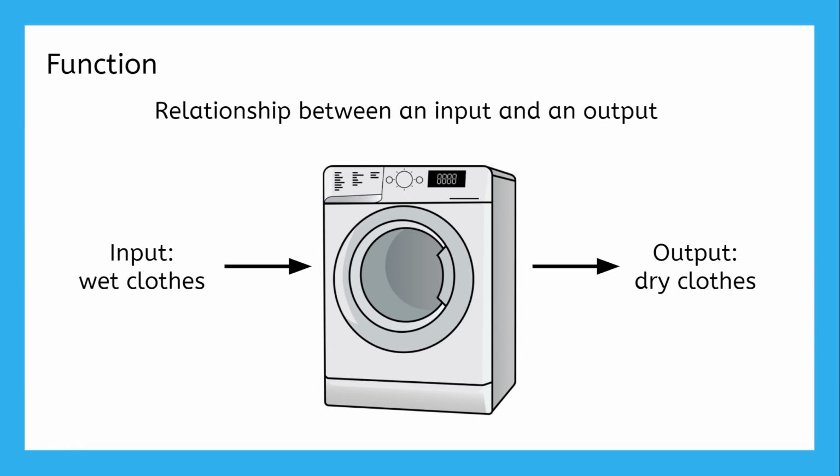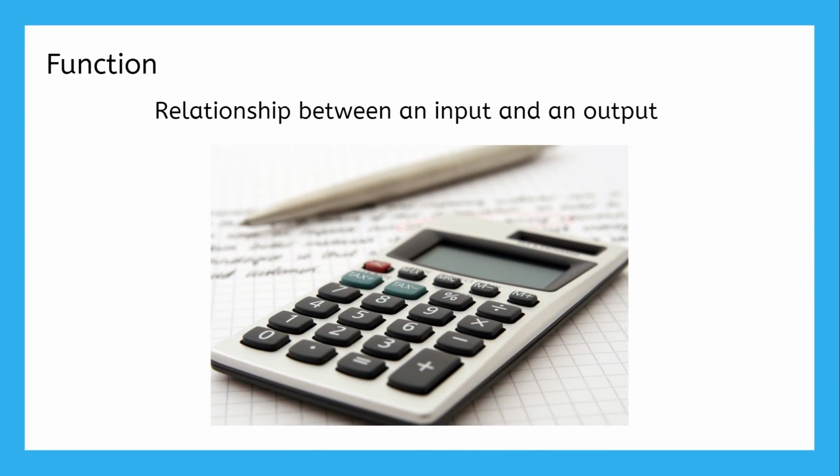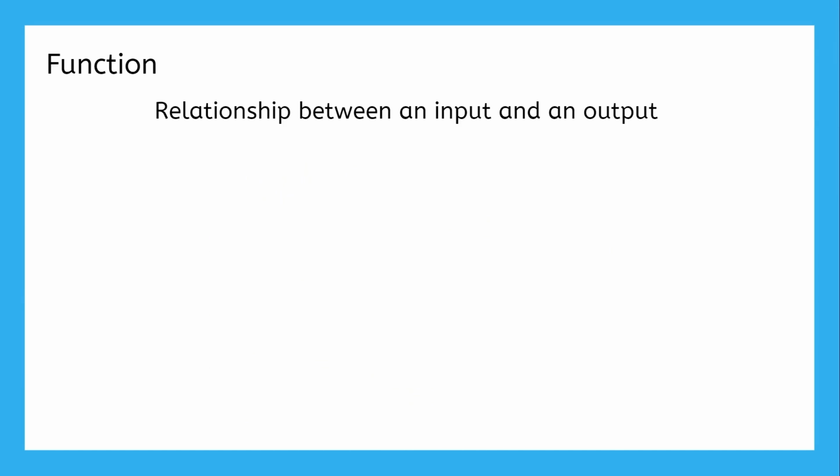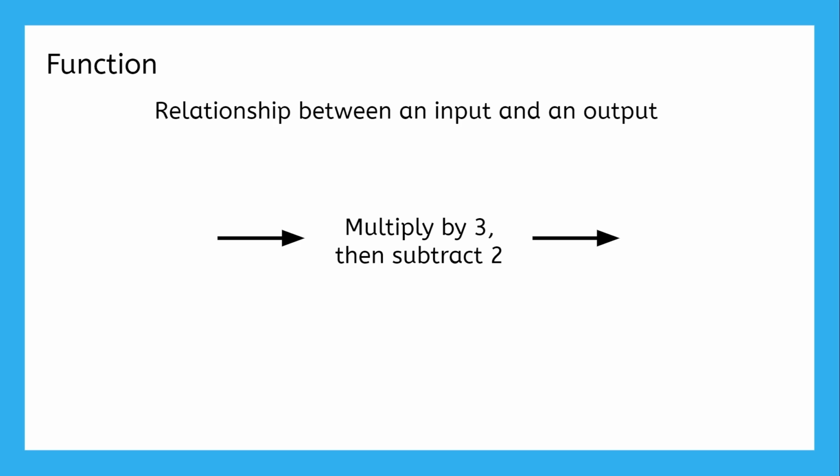But this is math, so we can't just put numbers into a fancy machine, right? Okay, maybe a machine isn't the best example when it comes to functions, but functions simply tell us what to do to the input value. For instance, if the function says multiply the input by 3, then subtract 2, we could input any value and receive a number back from it. Like, say we input the number 5. It gets multiplied by 3, and then we subtract 2, and the result is 13.